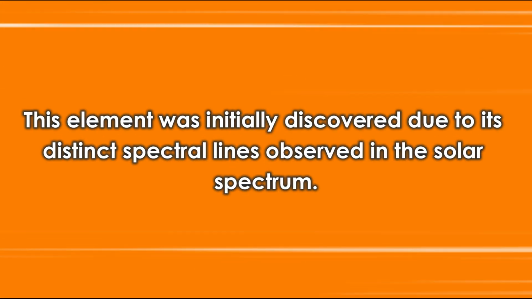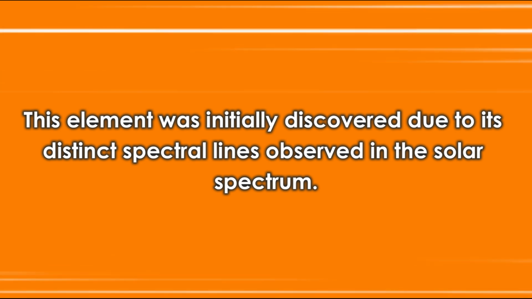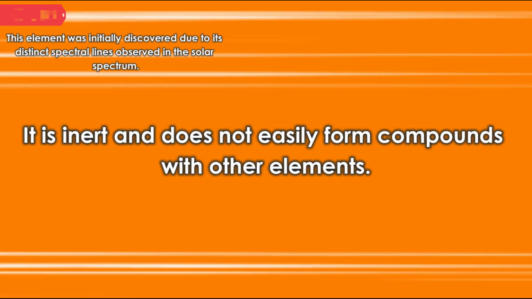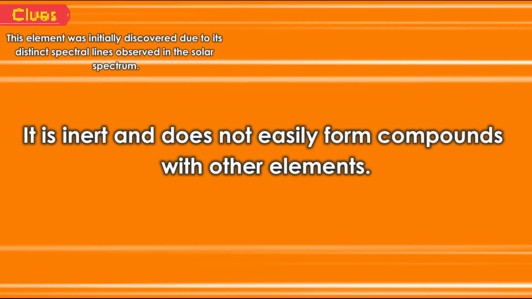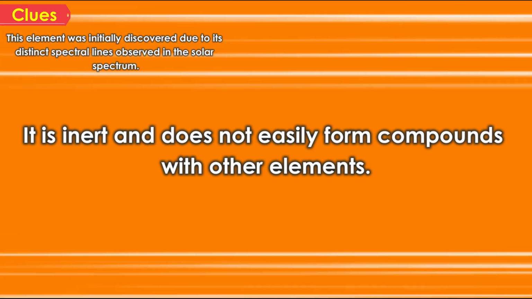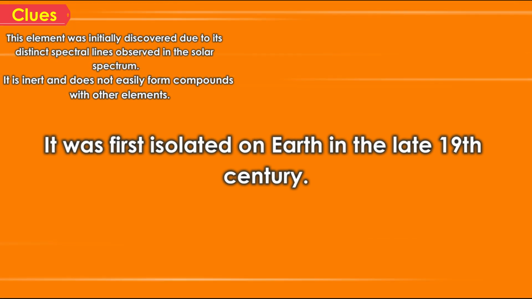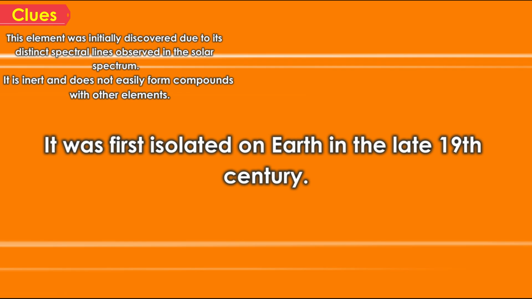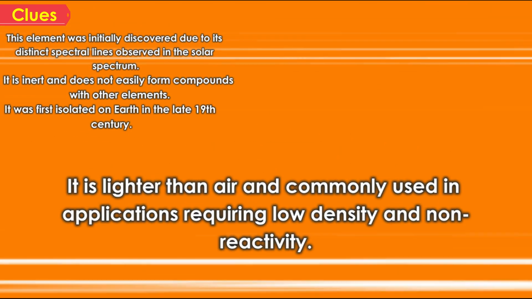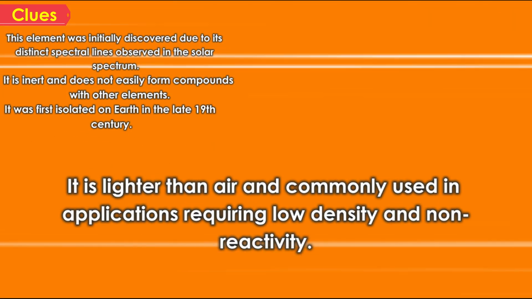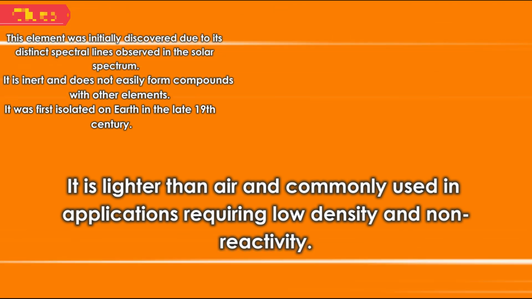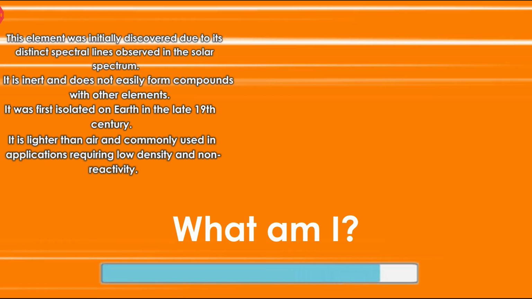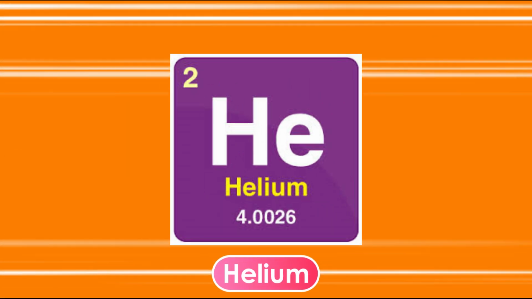This element was initially discovered due to its distinct spectral lines observed in the solar spectrum. It is inert and does not easily form compounds with other elements. It was first isolated on Earth in the late 19th century. It is lighter than air and commonly used in applications requiring low density and non-reactivity. Helium.